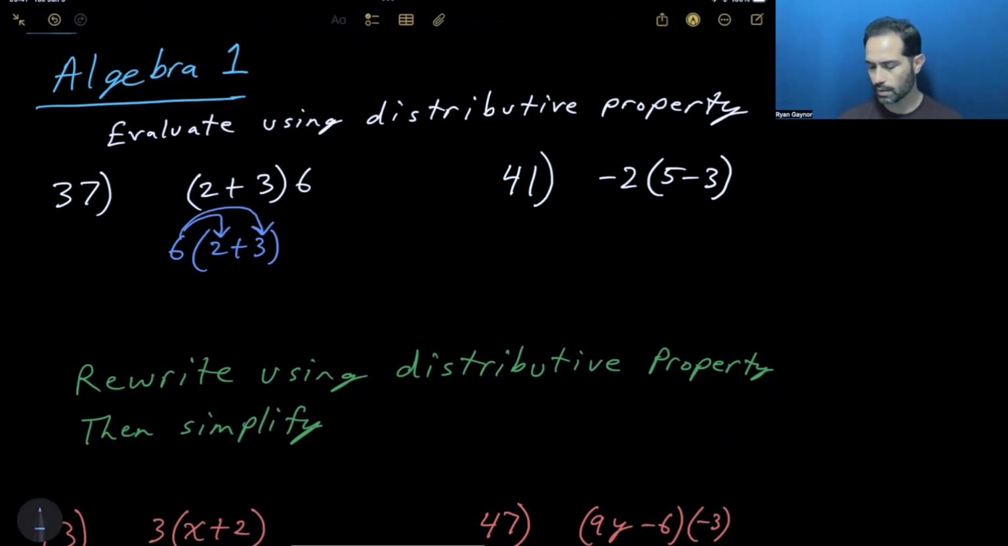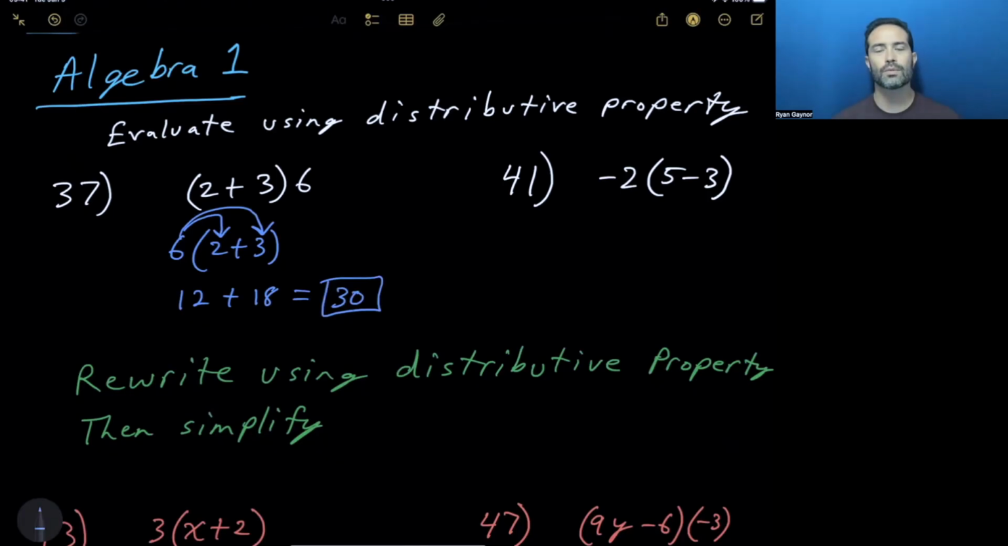Okay, so what is 6 times 2? That's 12. And then we still have the plus. And then what is 6 times 3? That's 18. What is 12 plus 18? That's 30. And that is our final answer.